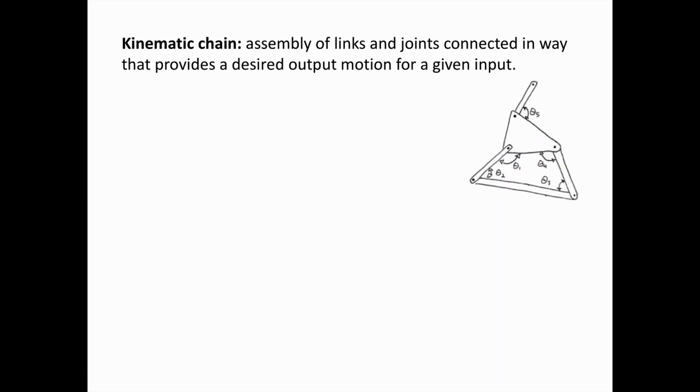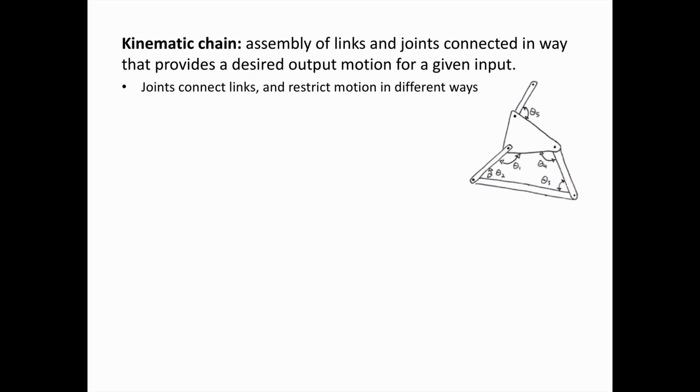Okay, so we've defined what kinematic links are, what kinematic pairs or joints are. A kinematic chain is an assembly of links and joints connected in a way that provides a desired output motion for a given input. So shown in the sketch here is an arbitrary kinematic chain. We have multiple links connected using multiple joints, and actually not all of the degrees of freedom are identified here, just the relative degrees of freedom. We would also need to have at least 3 additional quantities to completely describe the position of this kinematic chain.